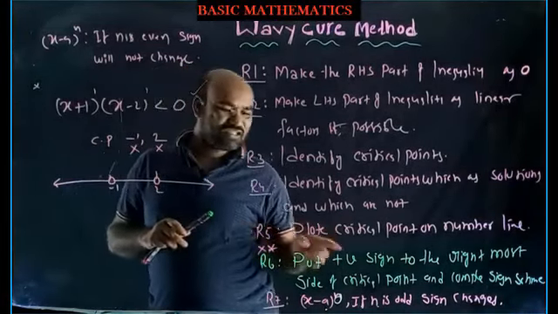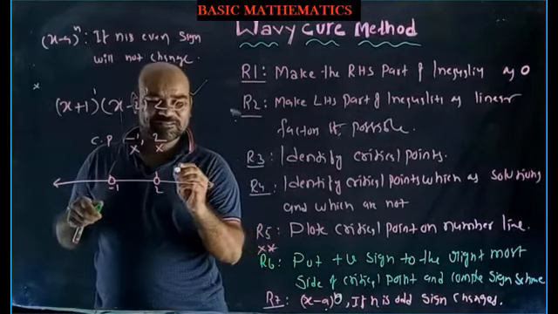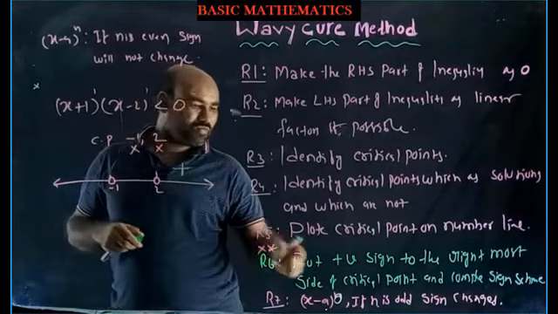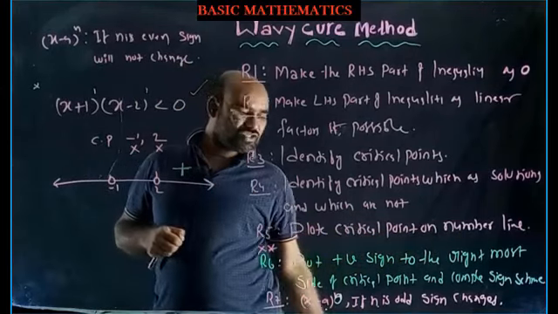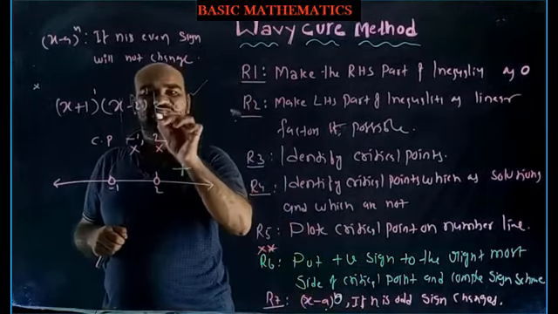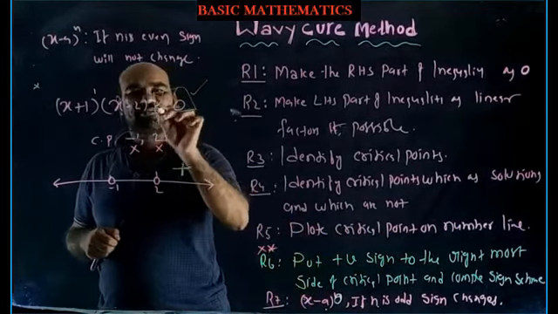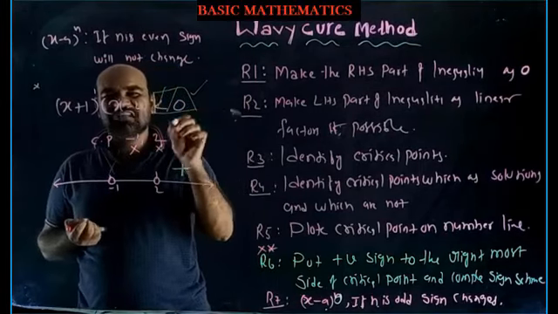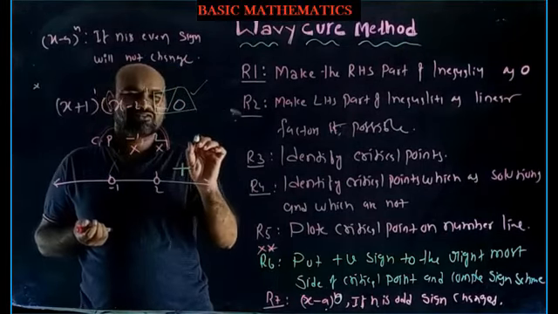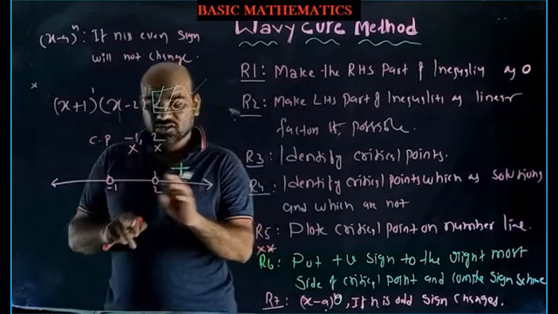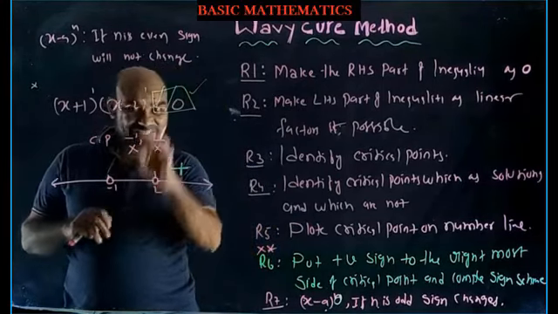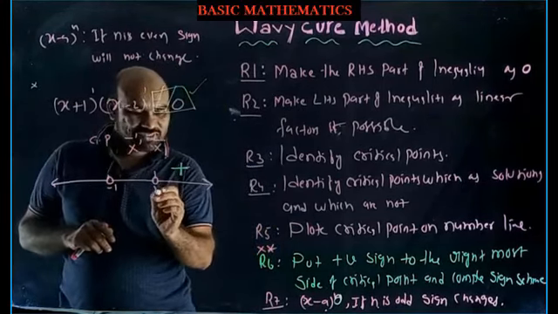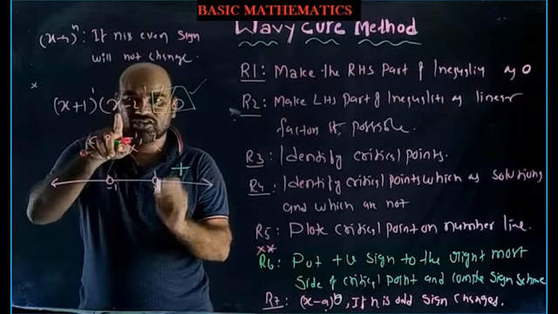So the method says put a positive sign on the rightmost critical point. Don't bother about the symbol given here, whether less than 0, greater than 0, or less than or equal to, greater than or equal to 0. We will see that at last. So whether this area is plus or minus depends upon the zero of x minus 2 only, on this exponent.